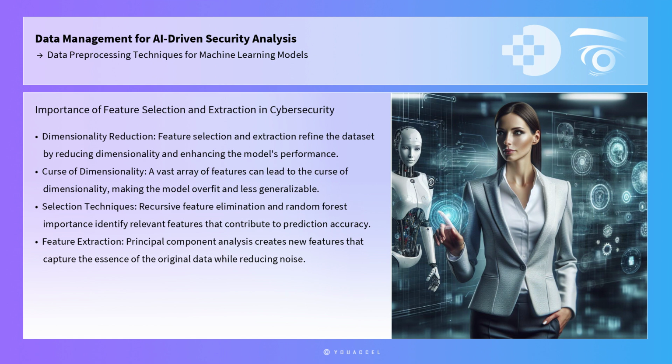Feature selection techniques, including recursive feature elimination and random forest importance, can identify the most relevant features that contribute to the prediction accuracy of security threats. Moreover, feature extraction methods like principal component analysis can be employed to create new features that capture the essence of the original data while reducing noise. Implementing PCA on a dataset of network traffic can help in visualizing the underlying patterns of normal and suspicious activity, thereby aiding in threat detection.